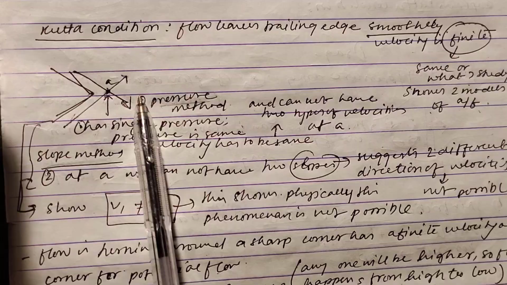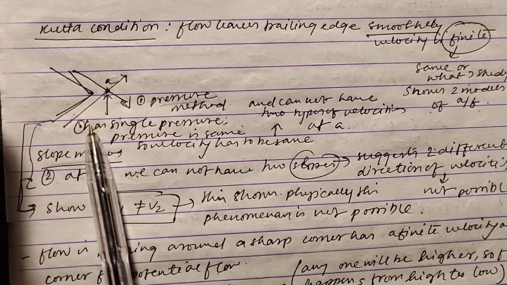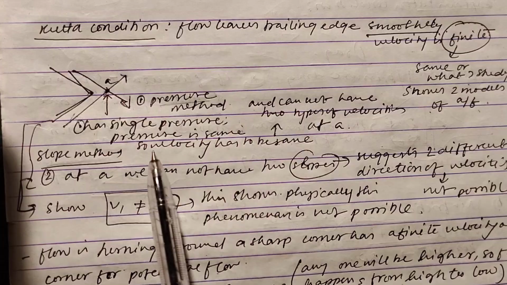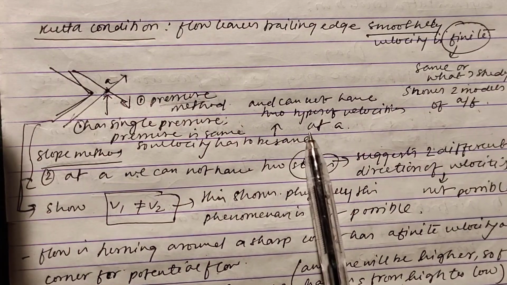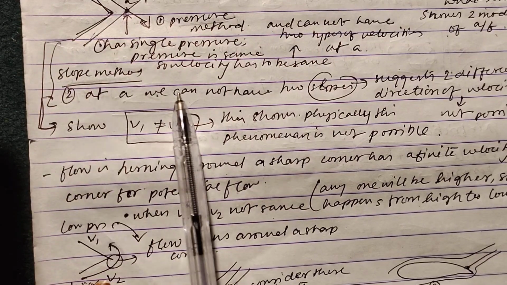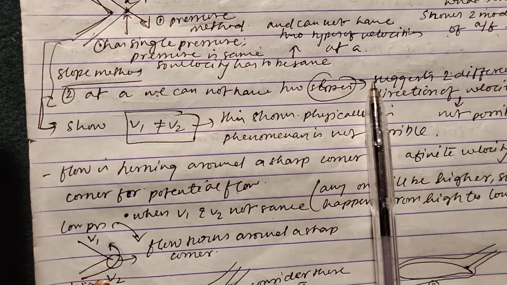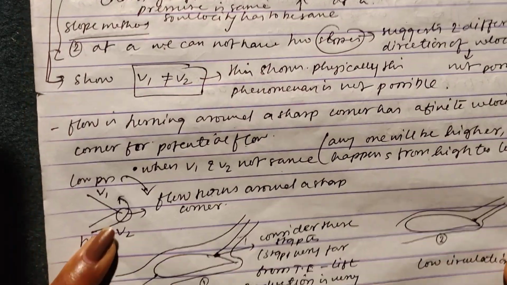First, the pressure method says that this is my trailing edge point A. This has a single pressure. Pressure is the same, so velocity has to be the same, and we cannot have two types of velocities at A. Second, the slope method. At A, we cannot have two slopes, suggesting two different directions of velocity is not possible.